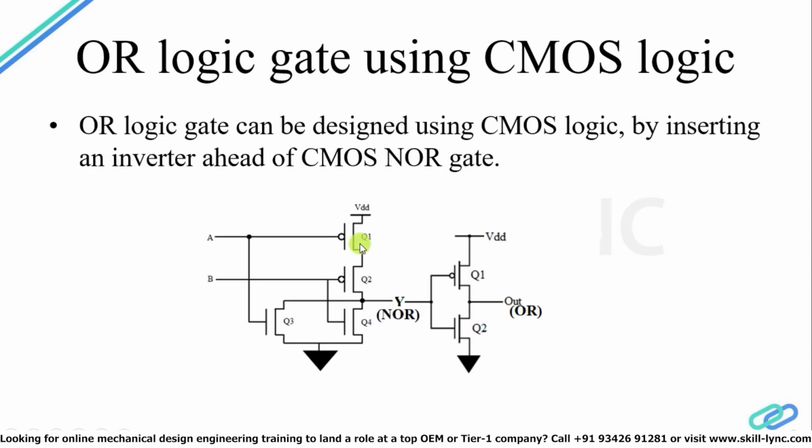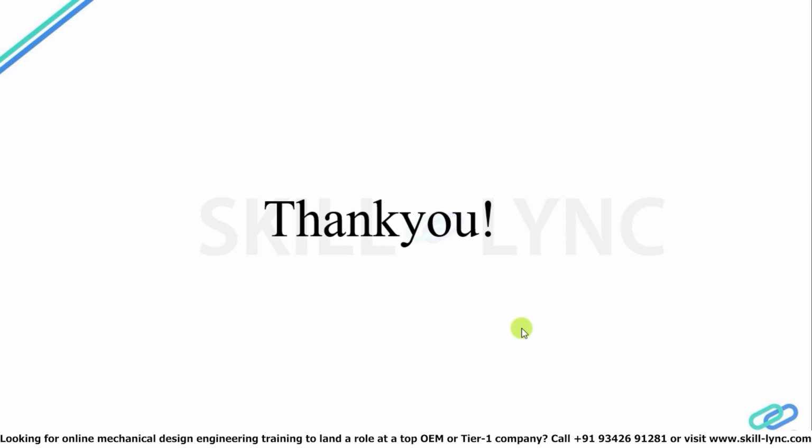Now OR: just like NAND and AND, it is NOR and OR. Whenever I am connecting a NOT gate ahead of the NOR gate, it will become an OR gate. So this is the part of the OR logic gate: till this point we are getting NOR, and whenever a NOT gate is added after this, the NOR complement becomes OR. So this is OR. So this is all about designing logic gates using CMOS logic. Just understand the basic concepts.